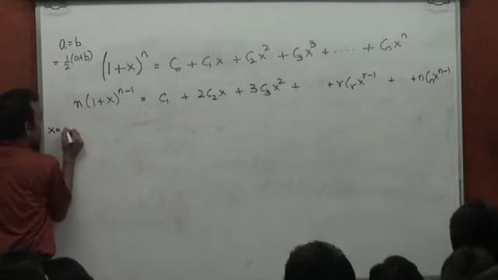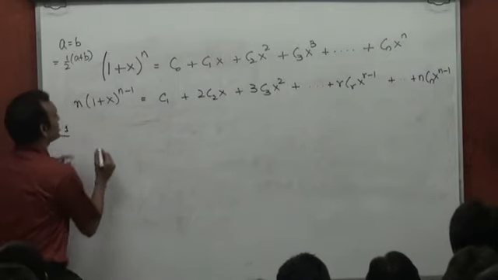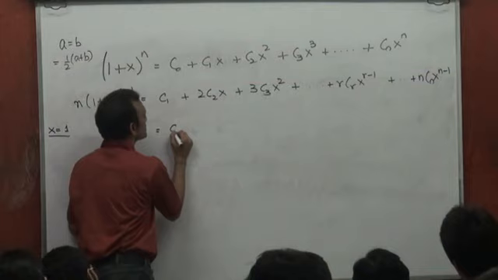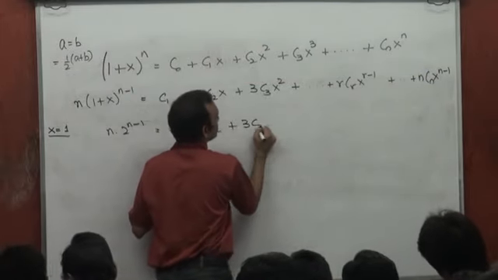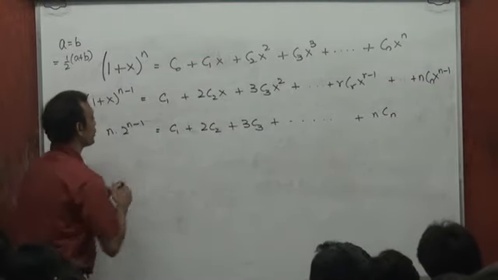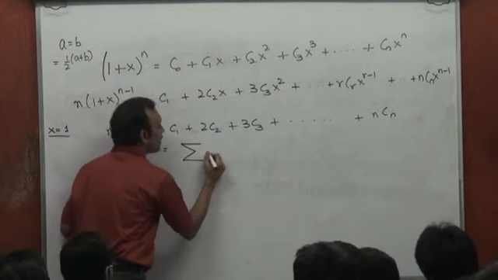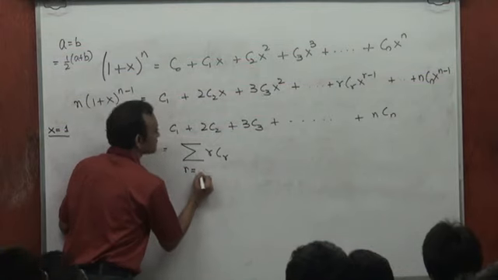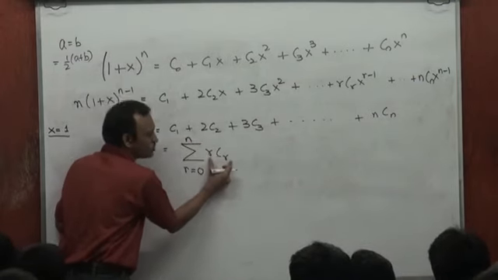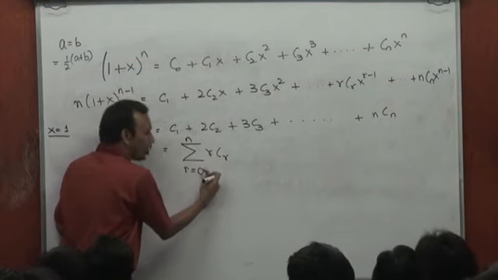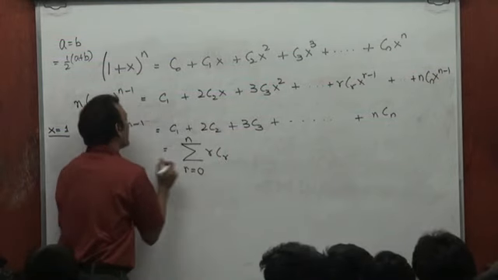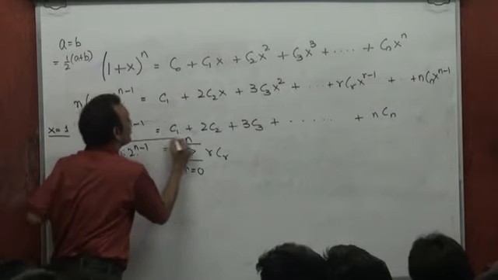Put x equal to 1 on both sides again. So, you end up getting n into 2 to the power n minus 1 equals c1 plus 2c2 plus 3c3 plus ... ncn, right? Very important relationship. The right hand side is very clearly the summation of rcr. R can run from 0 to n, although it is actually r equal to 1 to n, because for r equal to 0 it's 0. It will give you the same value. So summation rcr is n into 2 to the power n minus 1, again a very, very commonly used relationship.